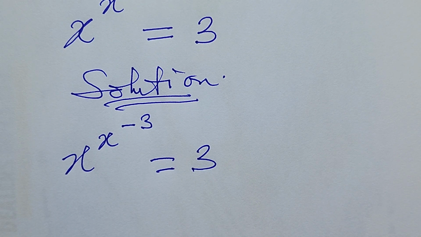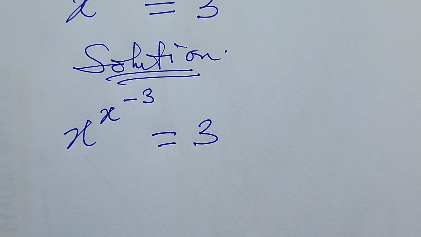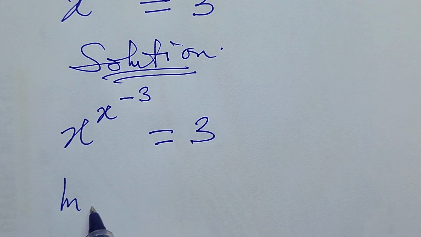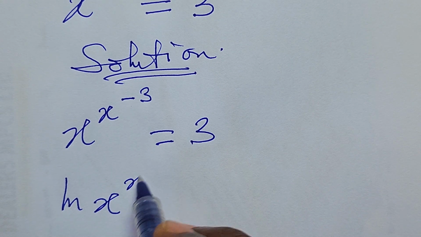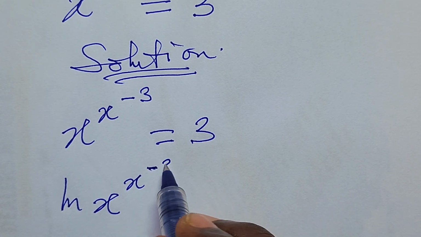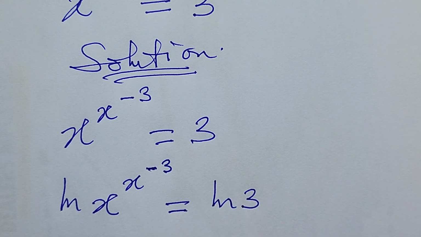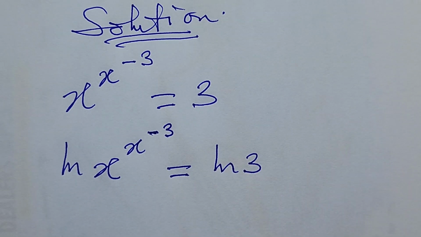So what we do at this point, we want to take the natural log of both sides of the equation. This time we're going to use ln base e. Let's ln both sides of the equation. So this is going to give us ln of (x^x)^(-3) equal to, we also ln the right hand side of the equation.